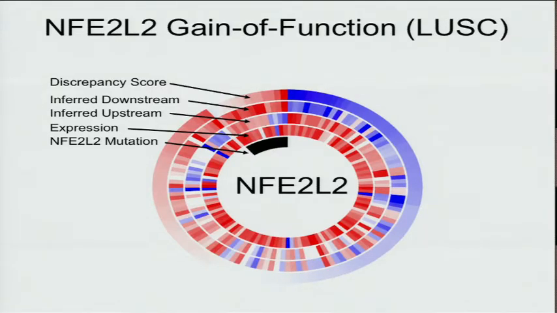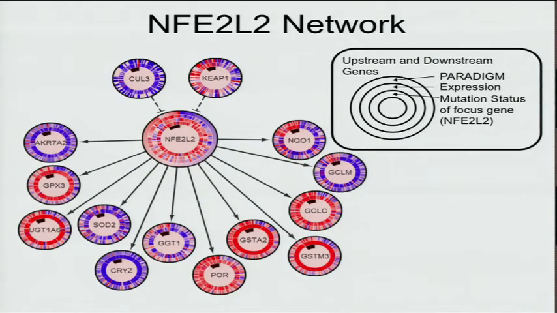Now I'm going to show another example, but this time a gain of function of NFE2L2 or NRF2 in lung squamous cell cancer. And this time you see that there's higher downstream activity tracking with the mutations, and that leads to a positive discrepancy score. Shown here is the NRF2 network. You can see KEAP1, it normally aids in the degradation of NFE2L2, but it's more active in the mutant case, and it's not repressing NRF2, because you can see that downstream, such as NQO1, the expression readout is quite strong, tracking with the mutations.